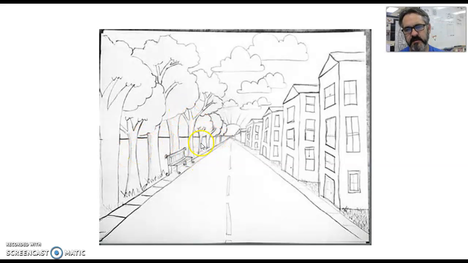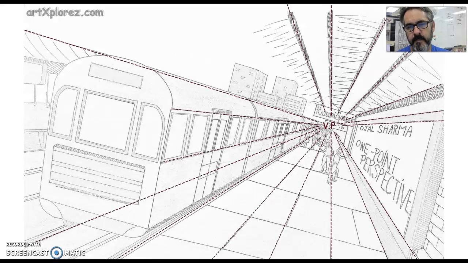This one was actually not drawn great because the distance between these two trees and the distance between these two trees is not that different, but they should be much closer together, and then at the end you can barely even tell the difference between them at all.